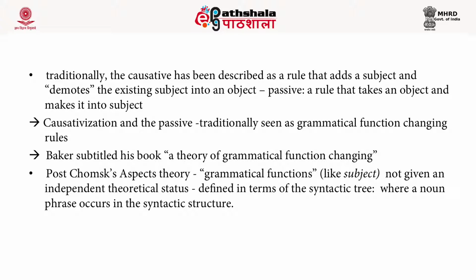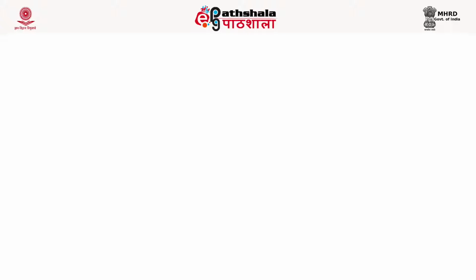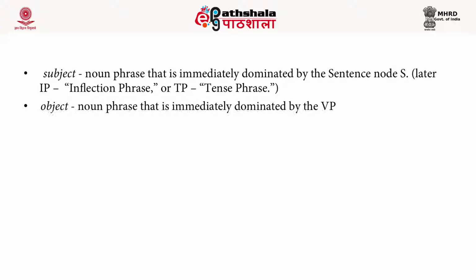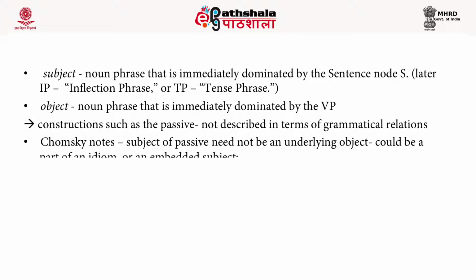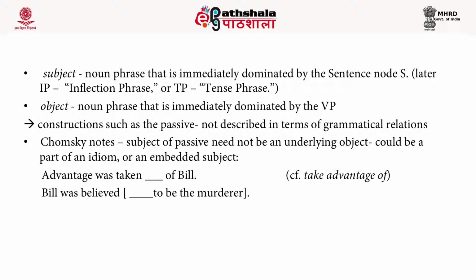All these were then defined in terms of their position in the syntactic tree. Where a noun phrase occurs is what tells us whether it's a subject or an object. A subject was then described as a noun phrase that is immediately dominated by the sentence node S. The sentence node S was in the later theories referred to as IP, inflectional phrase, or TP, tense phrase. Object was then described as that noun phrase that is immediately dominated by a verb phrase, VP.